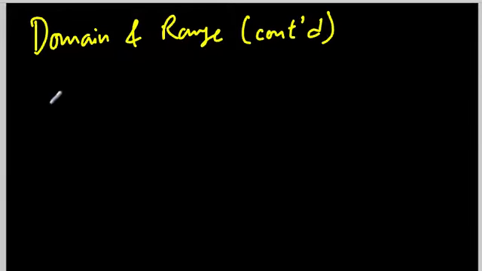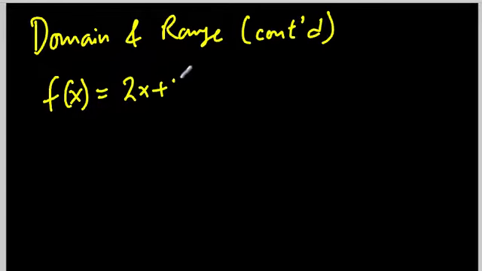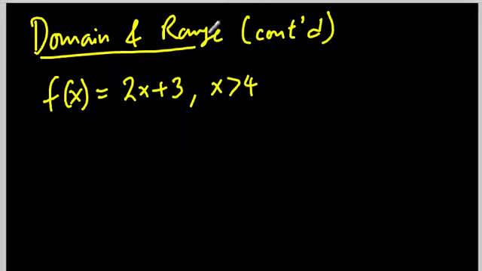Say for example I give you a function like this. I tell you f of x equals 2x plus 3, and I tell you x has to be greater than 4. This is a linear function, and x has to be greater than 4. So what we have to do is figure out the domain and range of this function with this restriction.